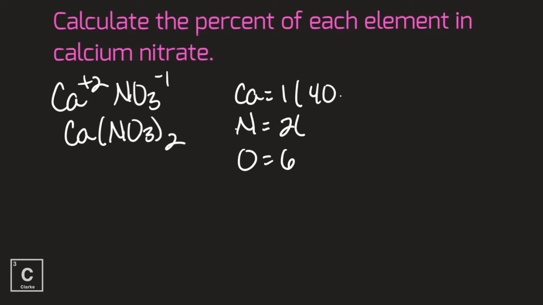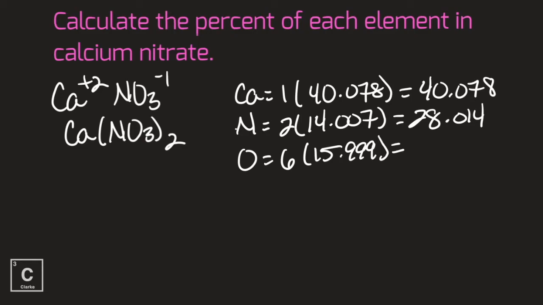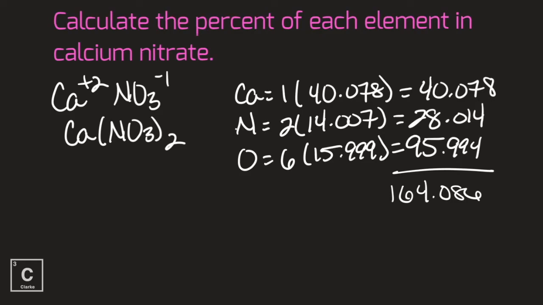Calcium's molar mass, I'm going to go ahead and bring that over. Nitrogen's molar mass off the periodic table. I'm going to go ahead and multiply that since we can do that in our head. And then lastly, oxygen's molar mass. And I'm going to need to put that in the calculator. Okay, I'm going to add those up. Yes, that will be the molar mass. And I'm getting the total molar mass to be 164.086.